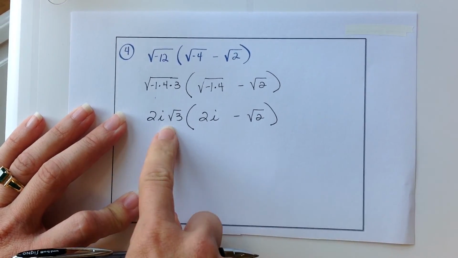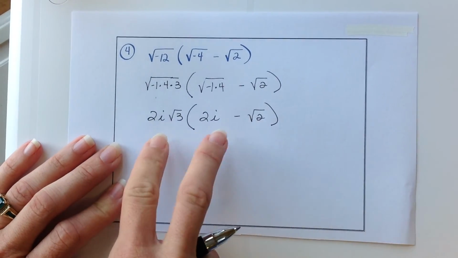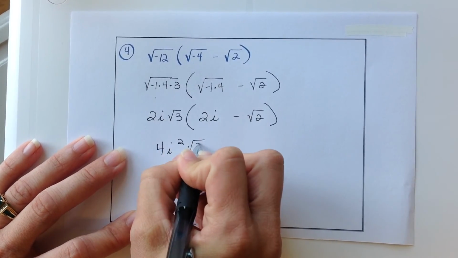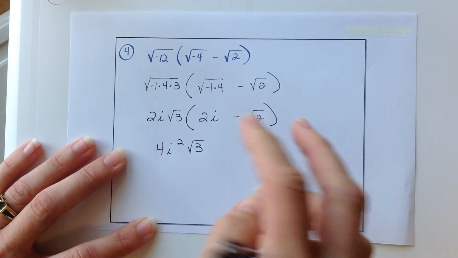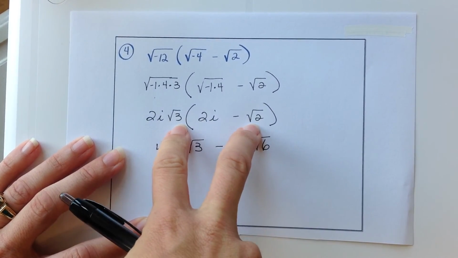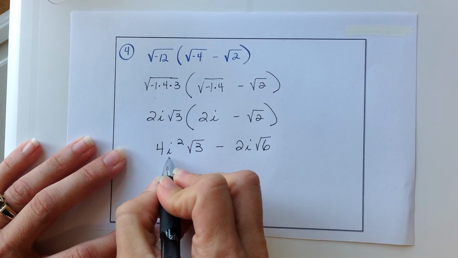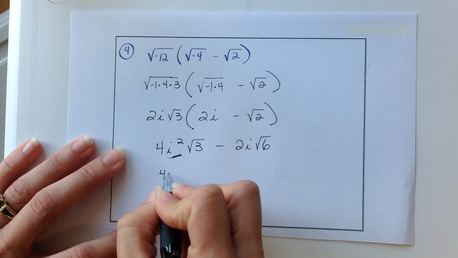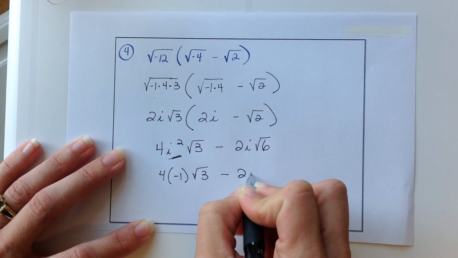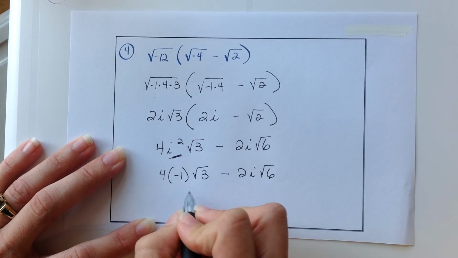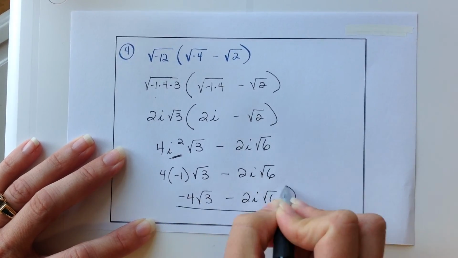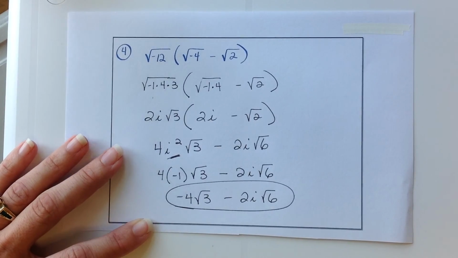Okay, now we're going to use our distributive property, and we need to distribute through. So when I multiply these two, I'll have 4i squared, square root 3. And then when I multiply these two, I'll have minus 2i square root 6. When you're multiplying, you just multiply the numbers underneath. Okay, you've got to replace this with -1. So 4 times -1 square root 3 minus 2i square root 6. So this is just a -4. And there's your final answer. Okay, so that's the end of that lesson.